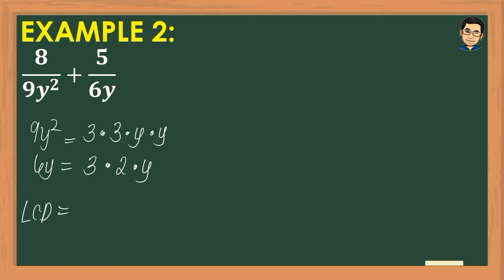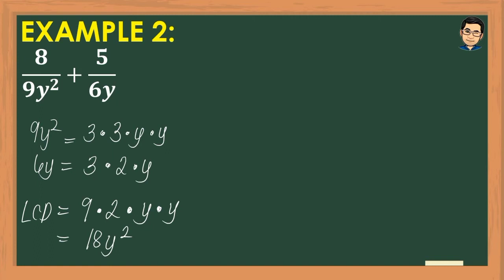So, yung 3 tsaka 3, so that is 9. Diba? And then yung 2, and then y times y. So, ayan po. So, i-multiply lang po natin yan. 9 times 2, that is 18. And then y times y, that is y squared. So, our LCD is 18y squared.